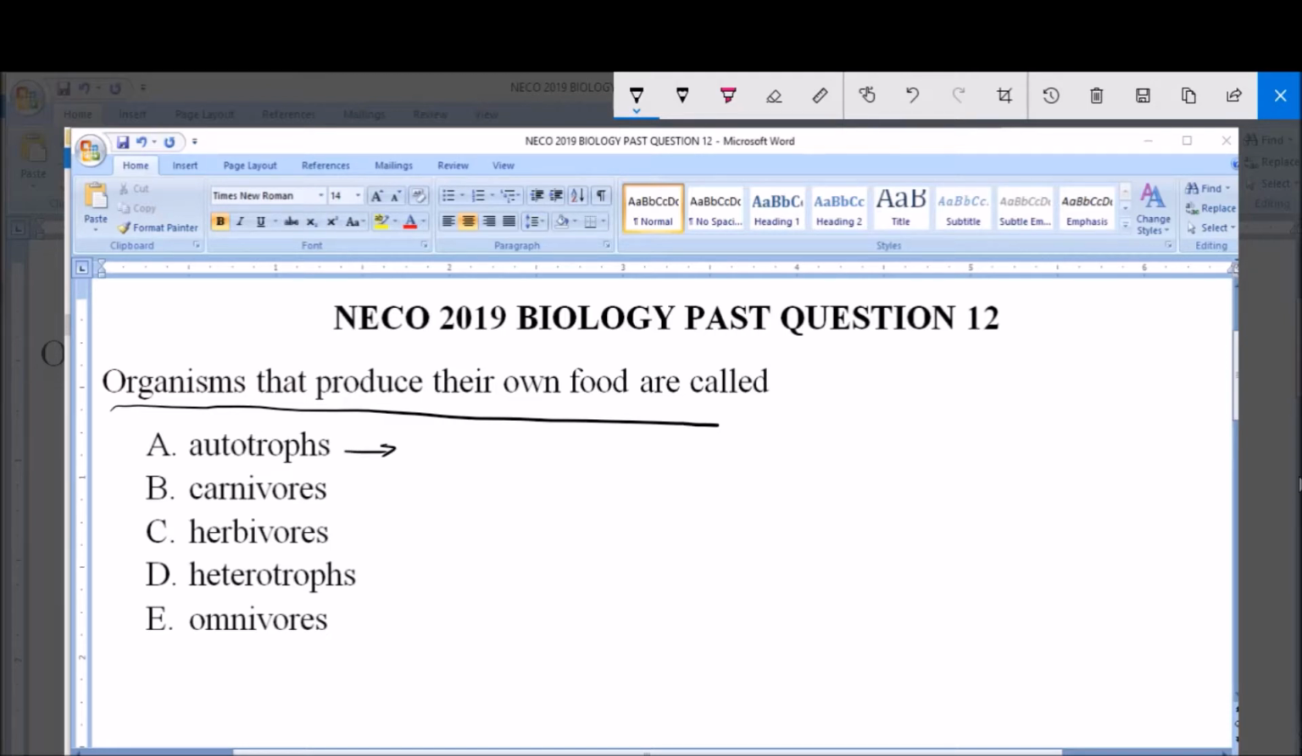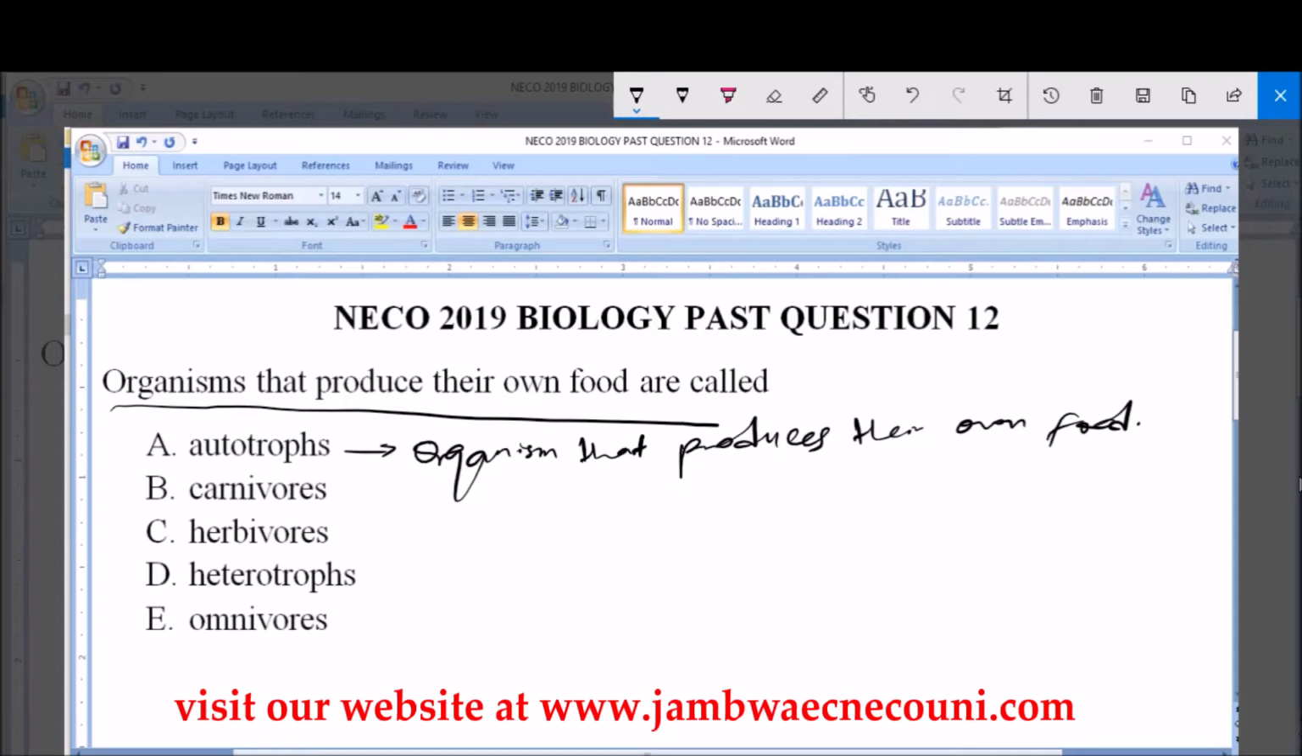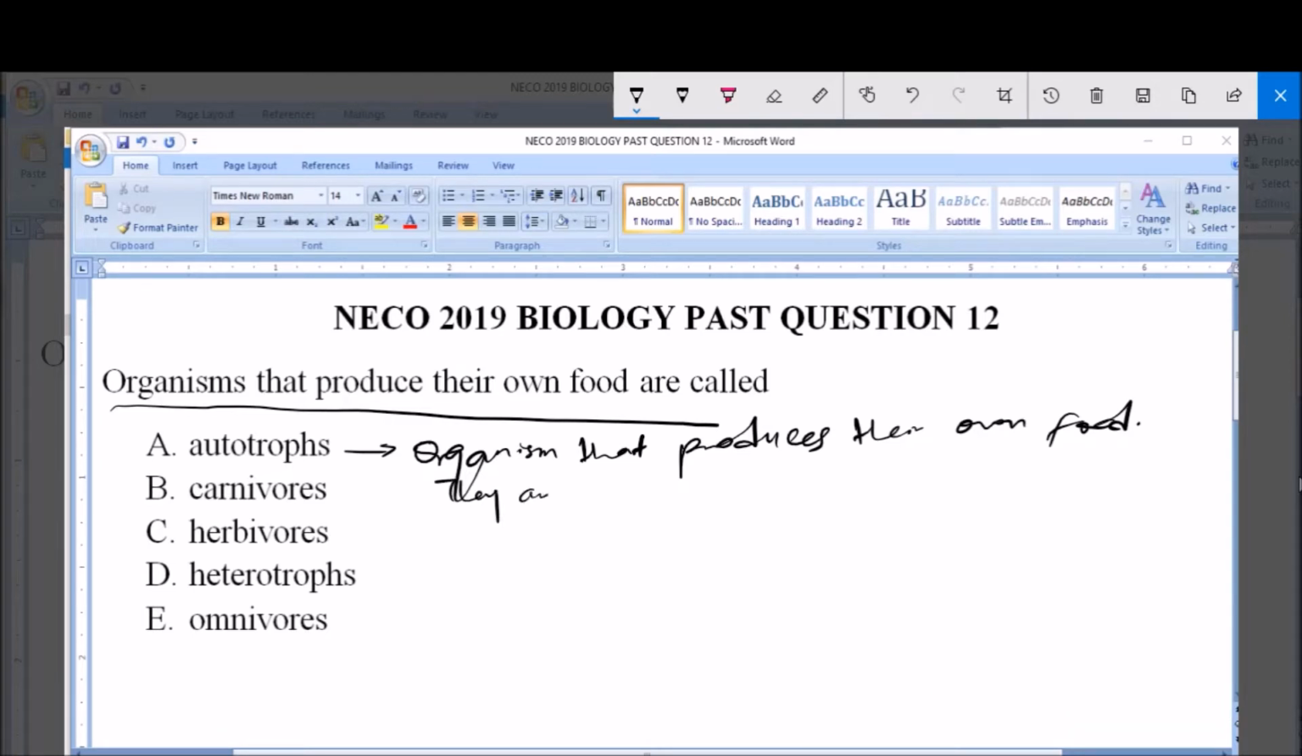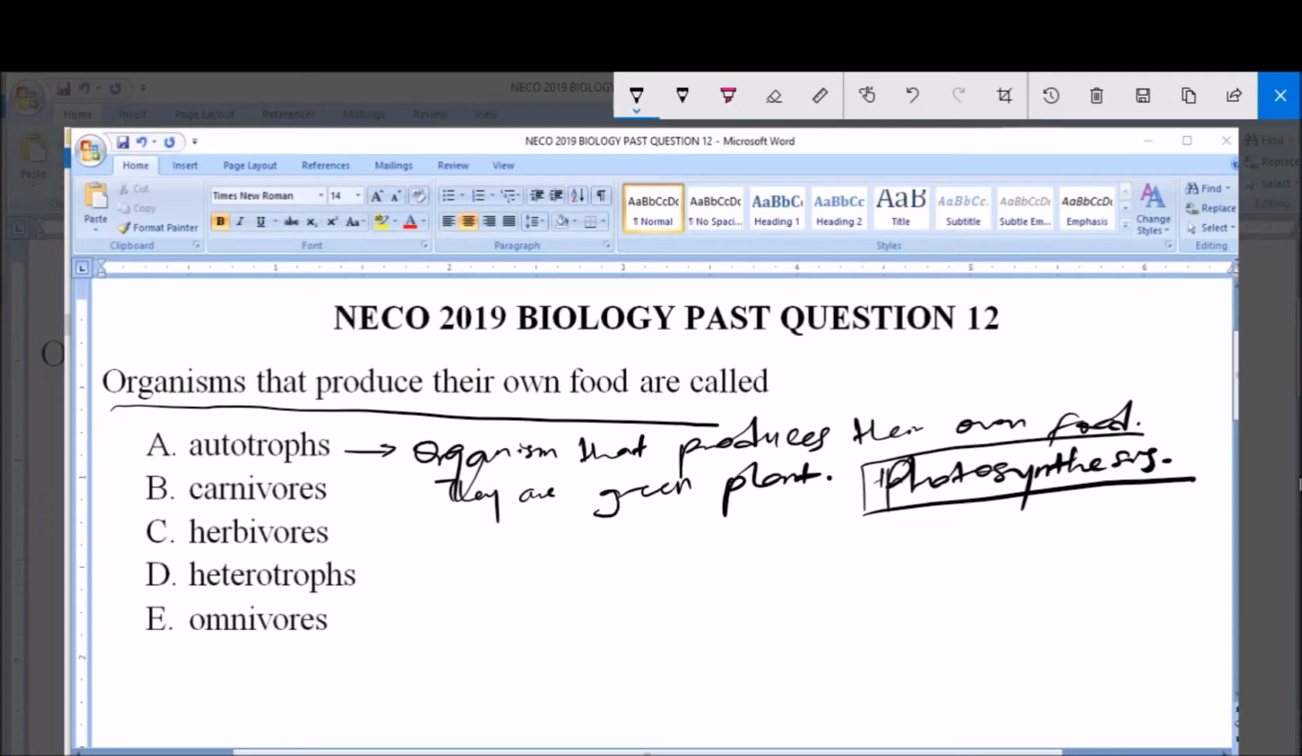Now this word autotroph simply means what? Autotrophs are organisms that produce their own food. We call these organisms autotrophs because they have the ability to produce their own food. And these organisms are actually what? They are green plants. They use sunlight, water, and chlorophyll to produce their food through a process known as photosynthesis. And that is why we say they are autotrophs, because they have the ability to produce their own food through photosynthesis.